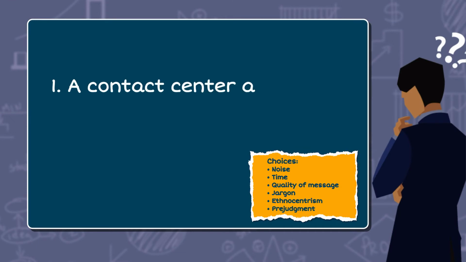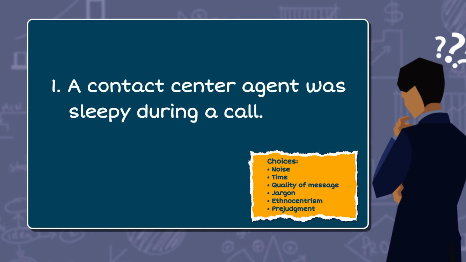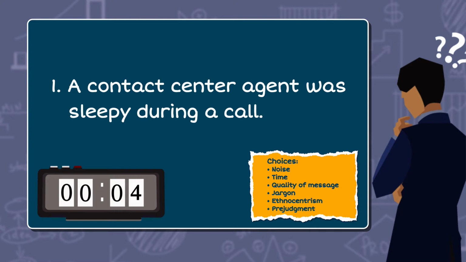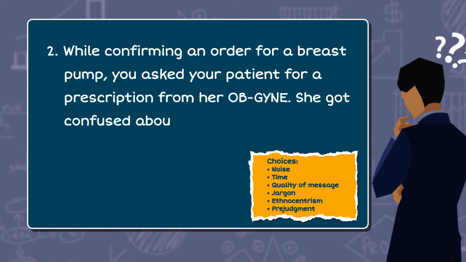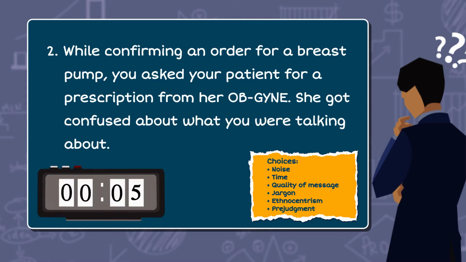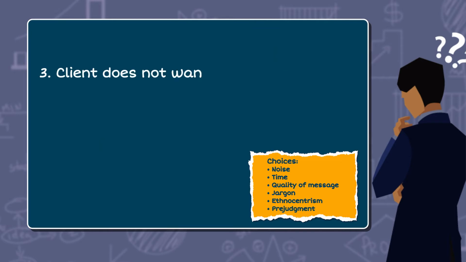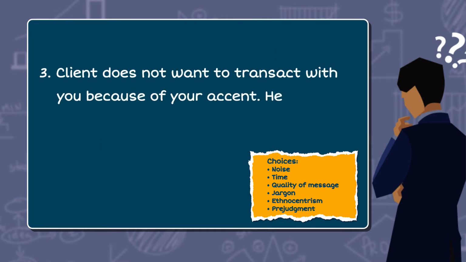Scene 1. A contact center agent was sleepy during a call. Scene 2. While confirming an order for a breast pump, you ask your patient for a prescription from her OB/GYN. She got confused about what you were talking about. Scene 3. A client does not want to transact with you because of your accent. He is asking for an onshore agent.